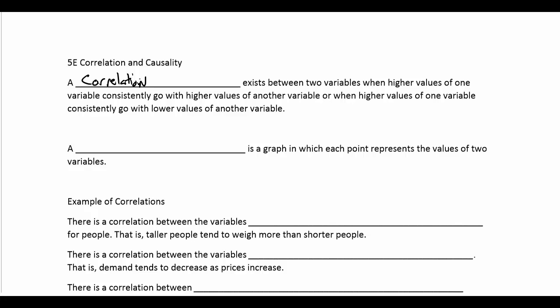And one of the methods that we use to visually see a correlation is called a scatter plot. It's a graph in which each point represents the values of two variables.